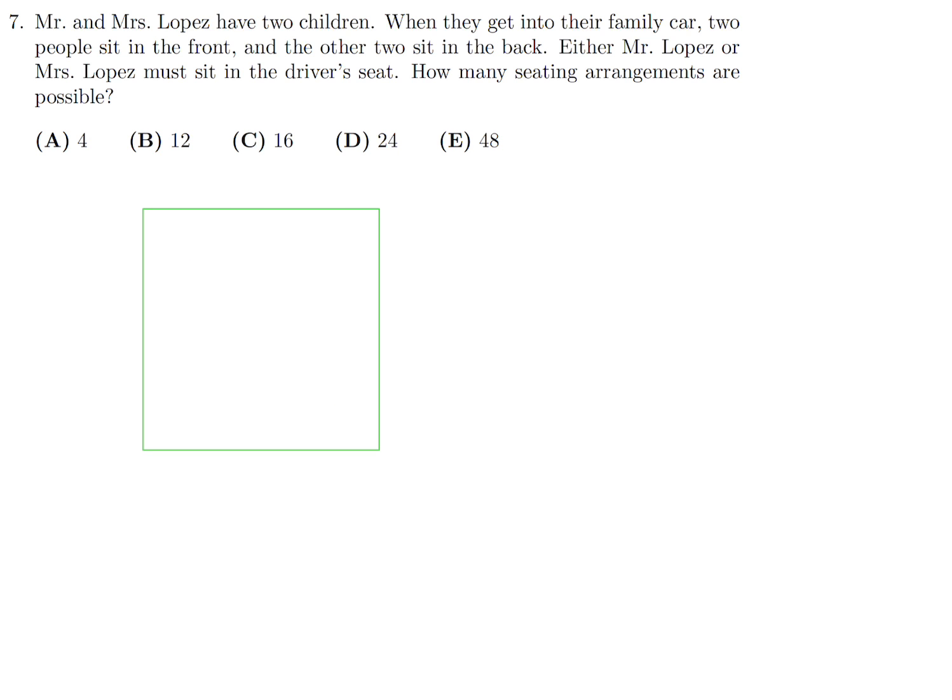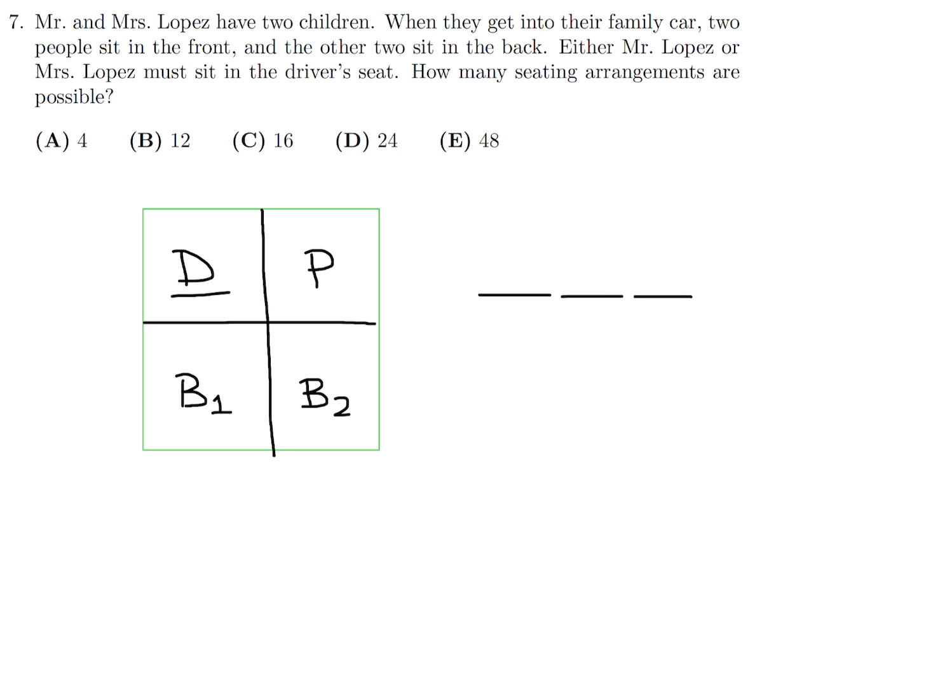So you've got a car, of course, and let's say you've got the front driver's seat, passenger seat, and then back seat 1, back seat 2. Now the driver's seat, they're saying can only have either Mr. Lopez or Mrs. Lopez. So we've got 4 seats. The first one, we can only put one of 2 people. So that's fixed. The second seat, which is the passenger seat, we can put any of the remaining 3 people. So we got 3 choices. The third seat, any of the remaining 2 people, and then the fourth and final seat, the remaining person.